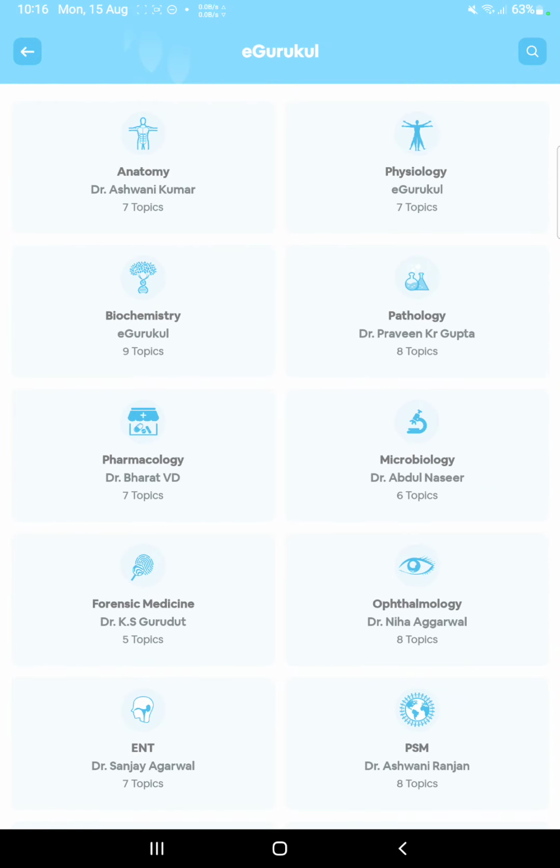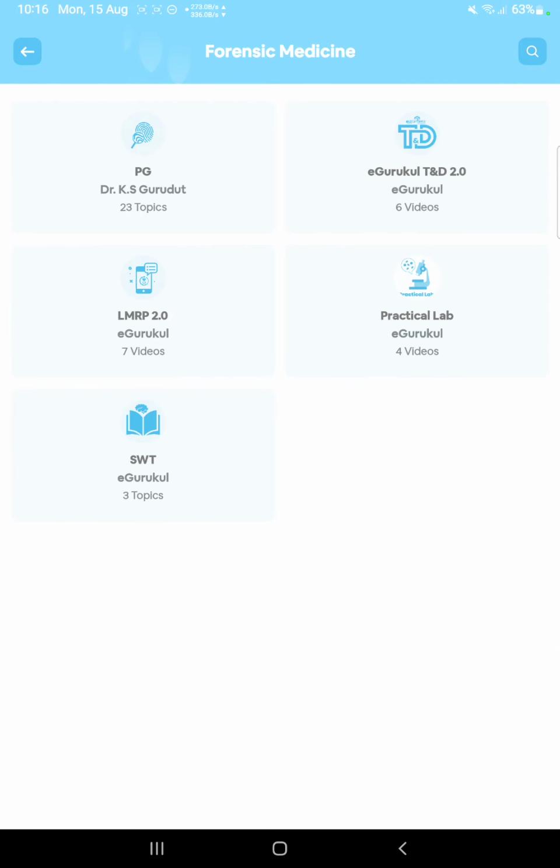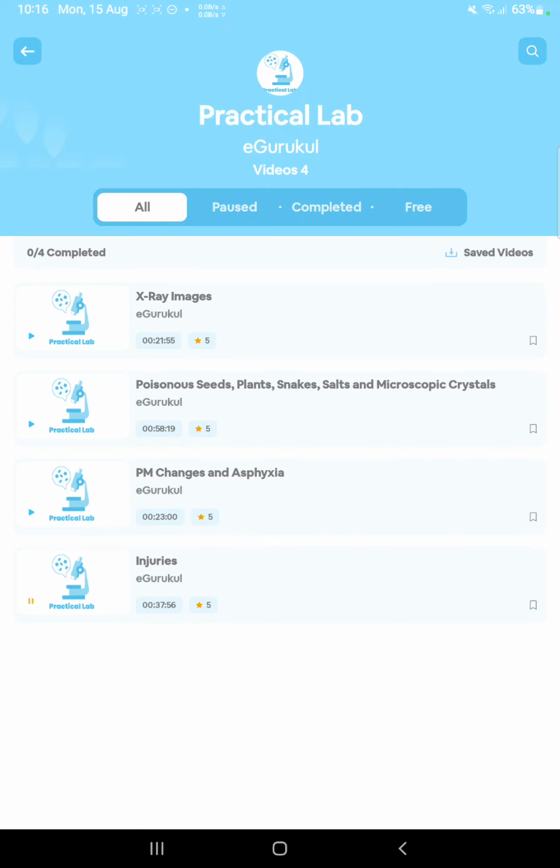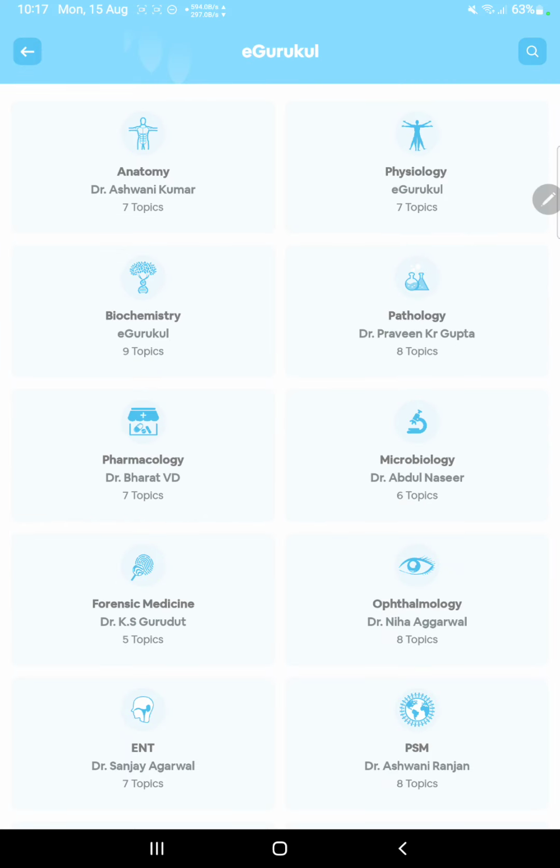And if you look at forensic medicine, you mainly have injuries, asphyxia, the postmortem changes, the X-ray images, and this part is the poisonous seeds and plants. These are shown with images, so you'll have a better idea. These are the non-clinical subjects.